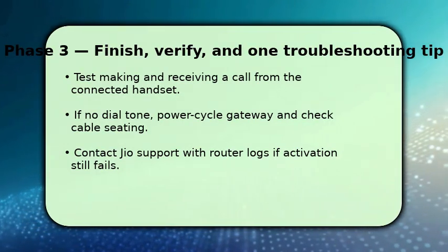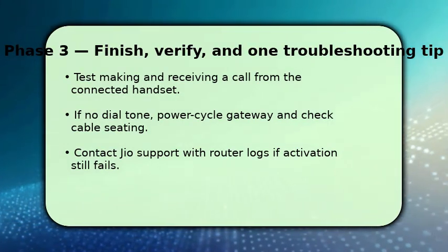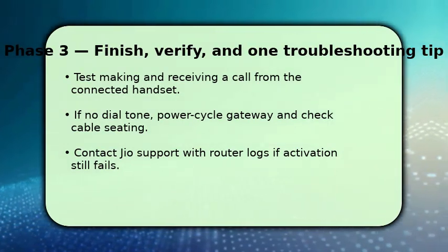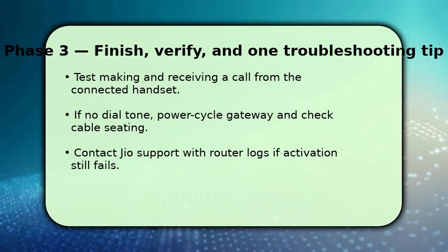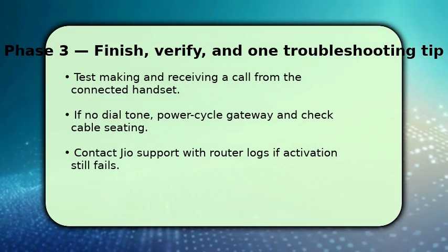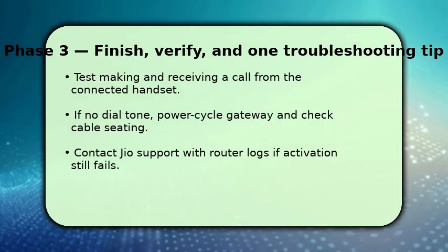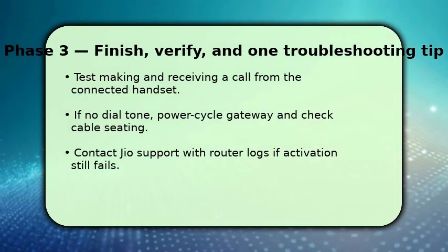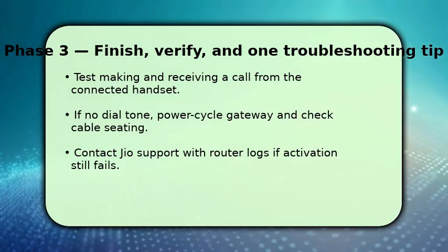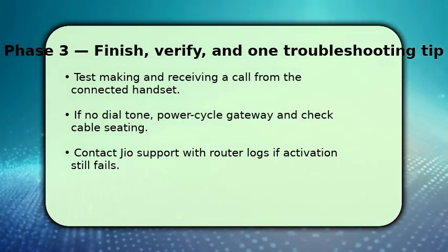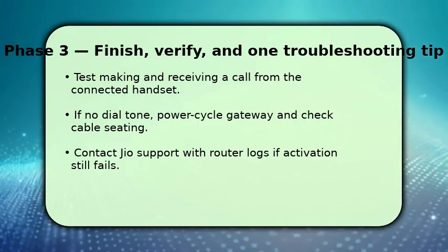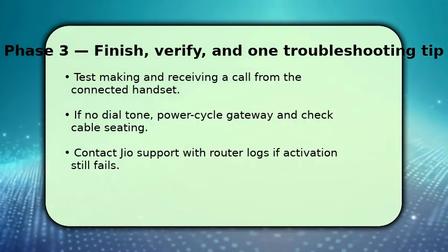If you don't get a dial tone, power cycle the gateway, reseat the RJ11 cable, and confirm voice settings again in the app. Make sure no Do Not Disturb or call barring is enabled. If problems persist, capture the router status page and call Jio support. Provide the activation ID and router logs so they can complete provisioning or push a remote.